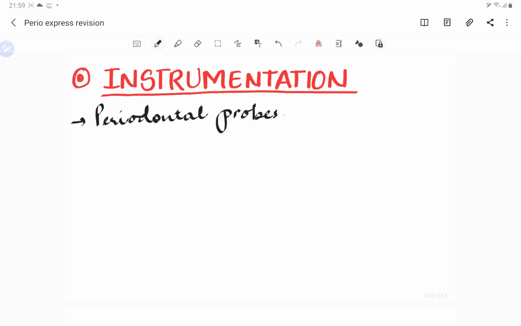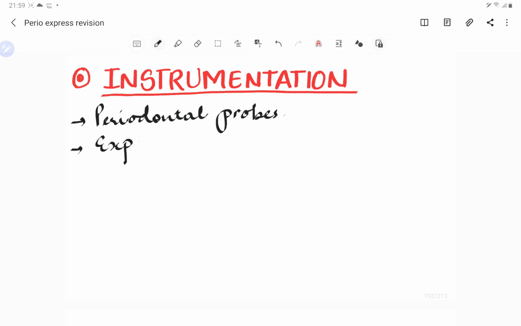That is the main use of a periodontal probe. It is used to locate, to measure, and even to mark. We have certain probes which also mark periodontal pockets, so that kind of probe we will also cover. Then we will be covering the explorer.